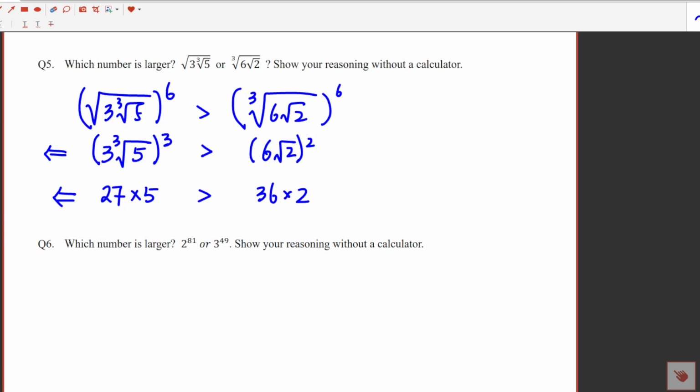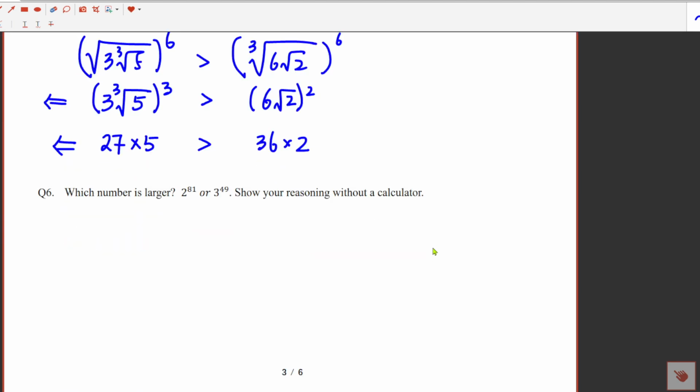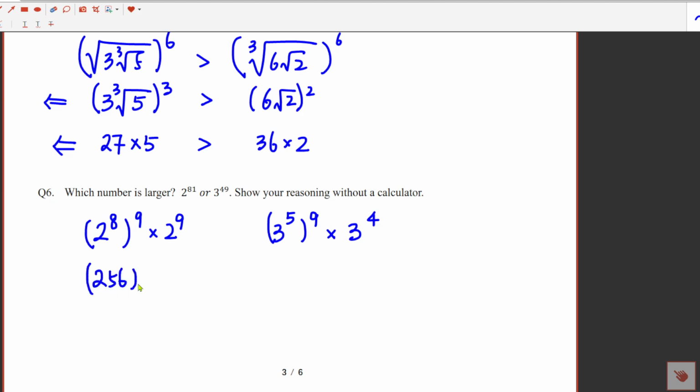Okay, next it's question number 6. Which number is larger? Again, compare two numbers. Note that we have two positive integers, right? In order to compare them, the number on the left side can be rewritten as 2 to the power of 8, then to the power of 9, times 2 to the power of 9, right? The number on the right side can be rewritten as 3 to the power of 5, then to the power of 9, times 3 to the power of 4. Then the left side gives us 256 to the power of 9 by 2 to the power of 9. The right side gives us 243 to the power of 9 times 3 to the power of 4.